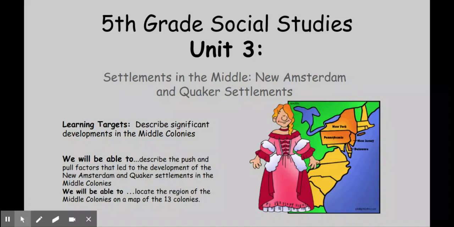This lesson is part of our 5th grade Social Studies Unit 3. In this lesson, we will be learning about settlements in the middle colonies, New Amsterdam and Quaker settlements. Our learning target is to describe significant developments in the middle colonies.